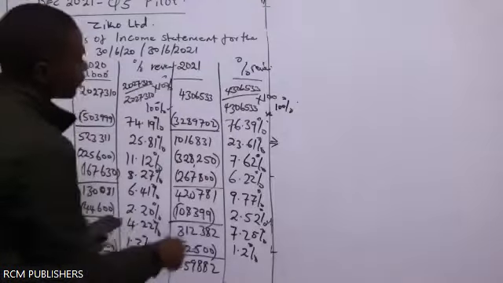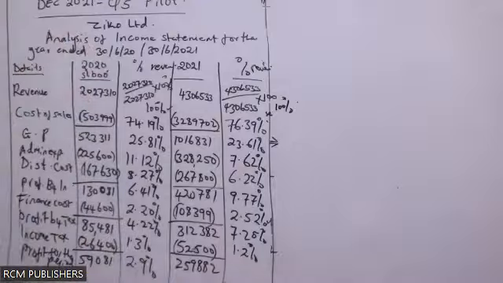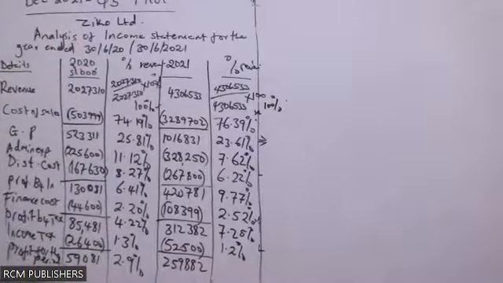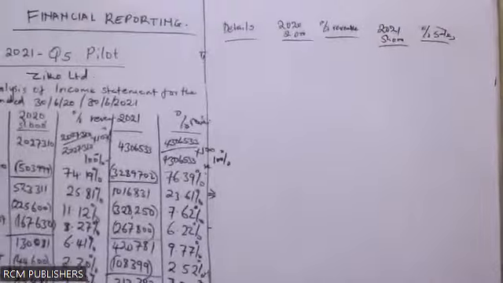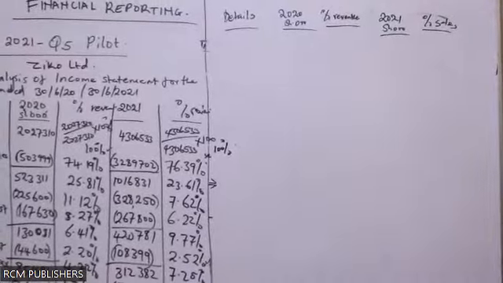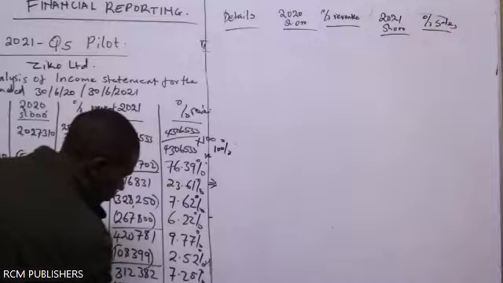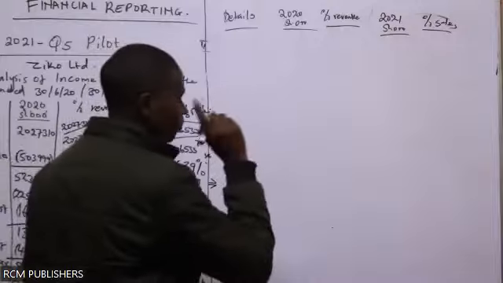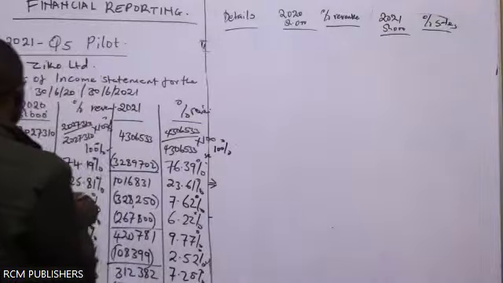What about 2021? 2021 ni ngapi? Tafadhali atie 2021 as I adjust this one. 2021 ni ngapi? 6.0. So you can see the profit for 2021 is higher. The profit. When you compare, when you are analyzing, you look at this.